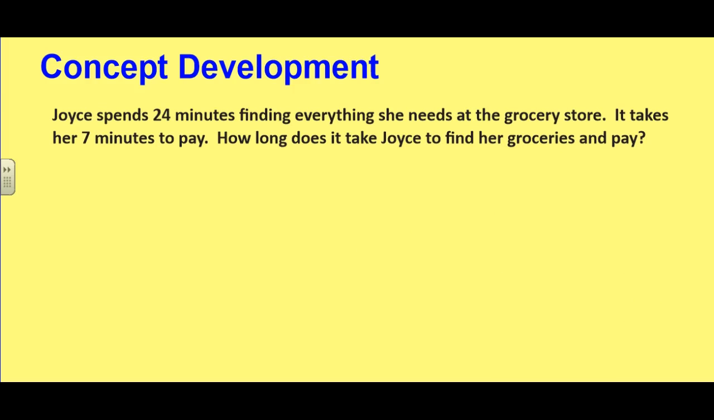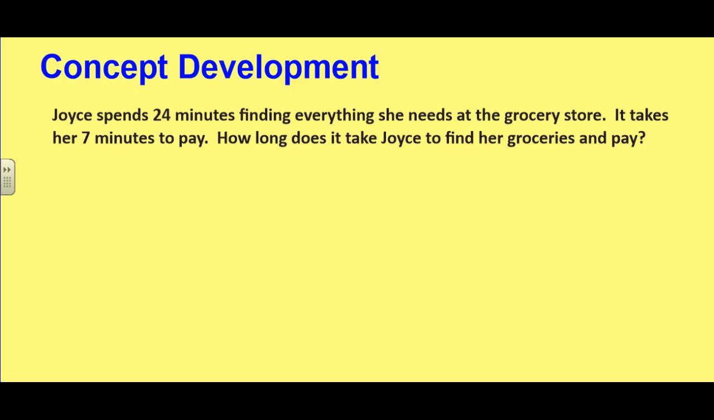Okay, so this one says, Joyce spends 24 minutes finding everything she needs at the grocery store. It takes her 7 minutes to pay. How long does it take her to find her groceries and pay? So this one's kind of easy because it doesn't give us an actual time. We're just trying to find how many minutes it actually took her to do these things. So if it took her 24 minutes to grocery shop and then it took her 7 minutes to pay, all you're doing is trying to find how long was that all together.